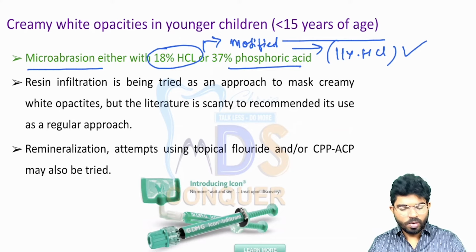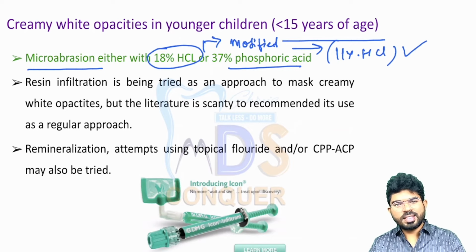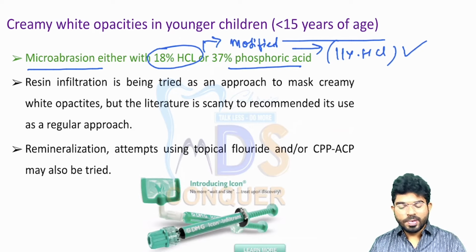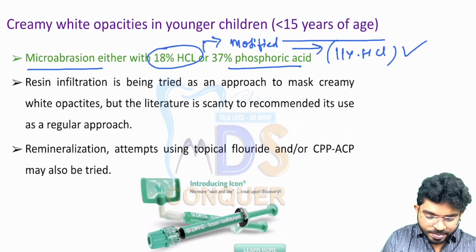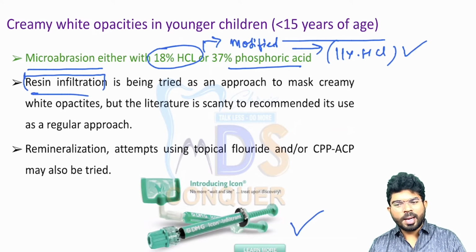Okay, so do make a note of it. Very important question, it was repeated so many times in the exam. Apart from this, whenever you have creamy white opacities, the technique that you can use is resin infiltration. This is very, very important. It is an updated version, not at the UG level, but at the PG level it is there.